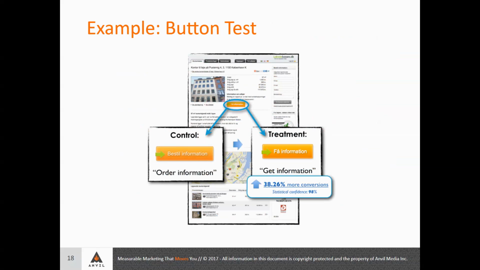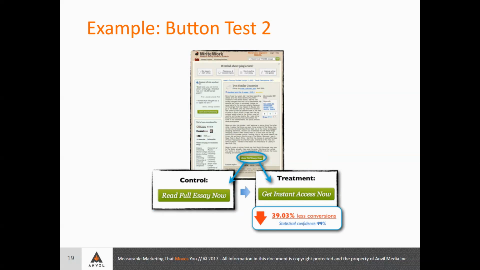Next is button test, and the control being order information, doesn't really tell you what you're getting, and the next thing, get information, and with that there was 38% more conversion. And then the last button test, the control was read full essay now, and the A/B test, get instant access now, really establishes that sense of urgency and drives the conversion.